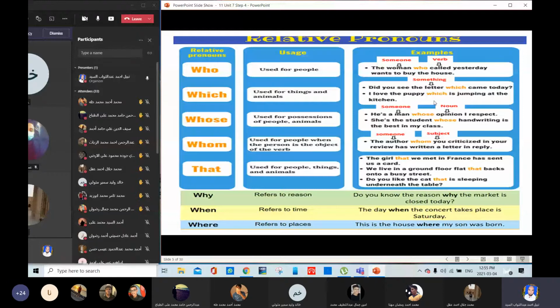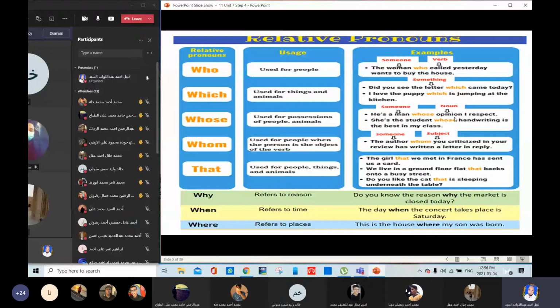What about whose? Whose is used for possession of people or animals. So whose comes between two nouns. He's a man whose opinion I respect. The opinion refers to the man. She is the student whose handwriting is the best in my class. Handwriting refers to the student. So whose comes between two nouns. This is Ahmed, whose father is a doctor.